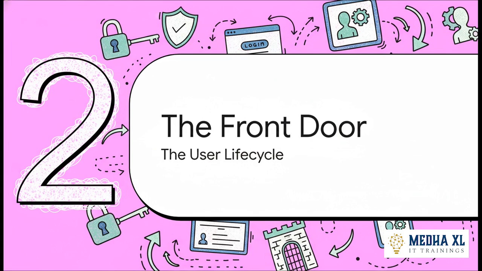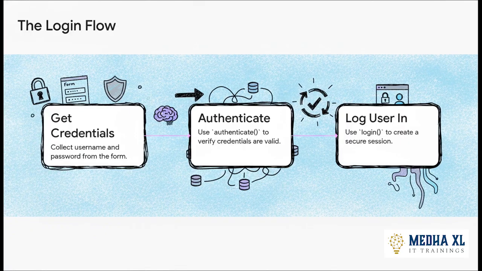All right, so we've got a place to store our users. Now, how do we actually manage the front door? Let's talk about the user lifecycle, getting people registered, logged in, and, just as important, logged out safely. The login process itself is a really simple three-step dance. Step 1, you grab the username and password from a form. Step 2, you authenticate those credentials against what you have in the database. And Step 3, if everything checks out, you log the user in by creating a secure session for them. It's a logical, safe, and clean flow.